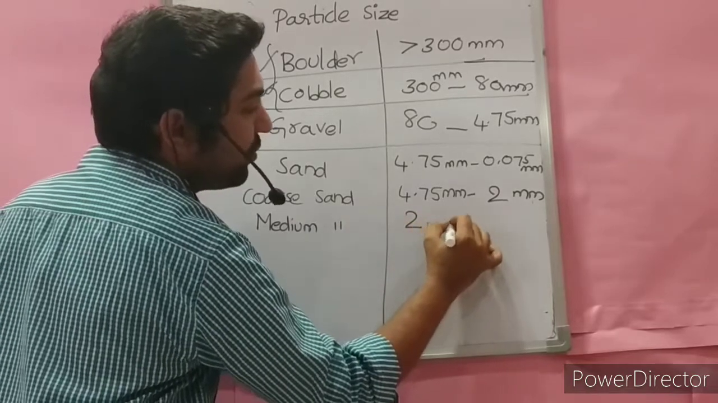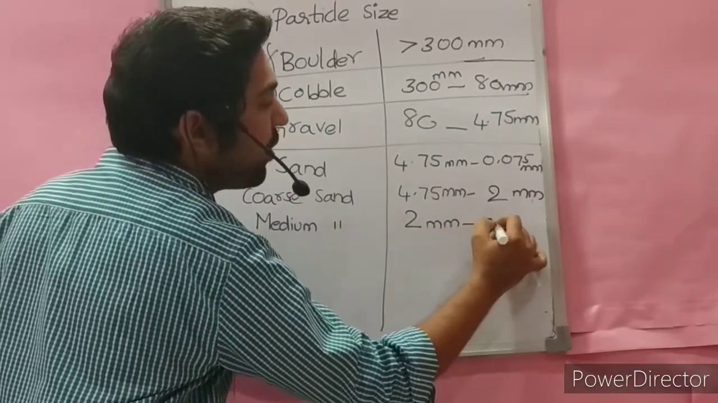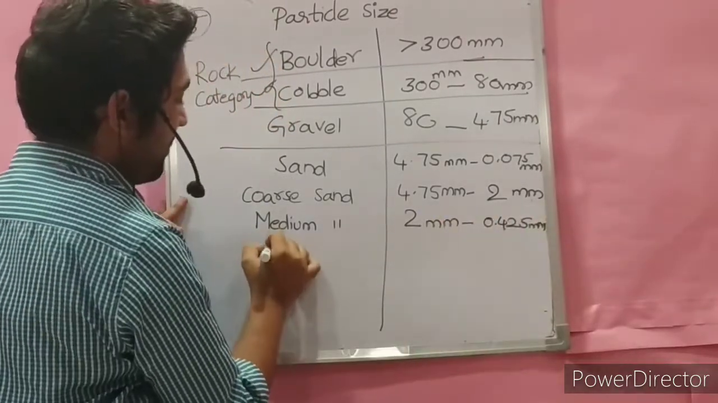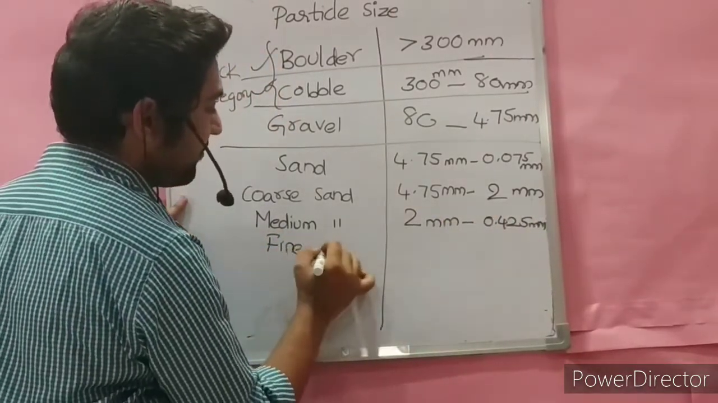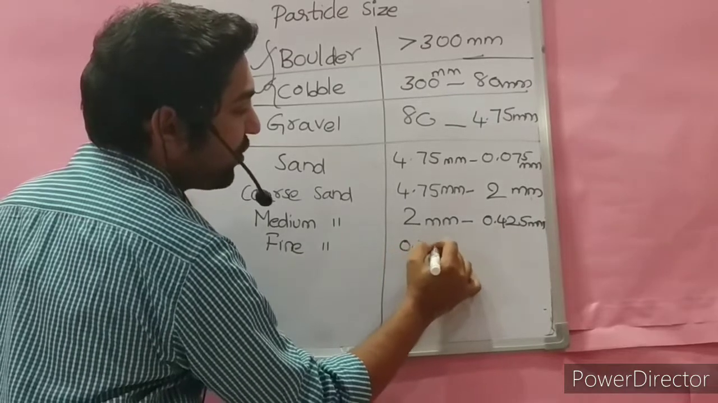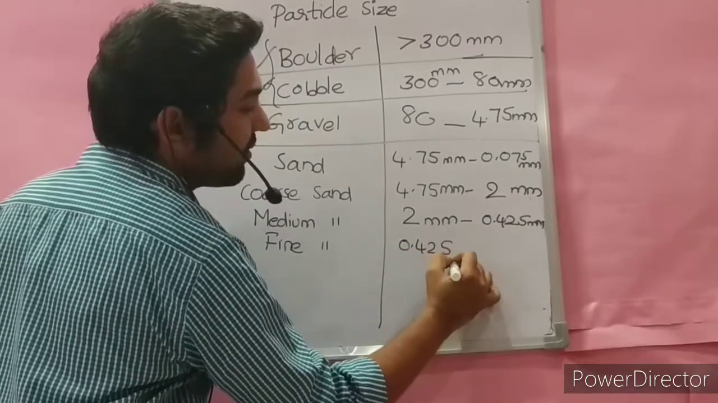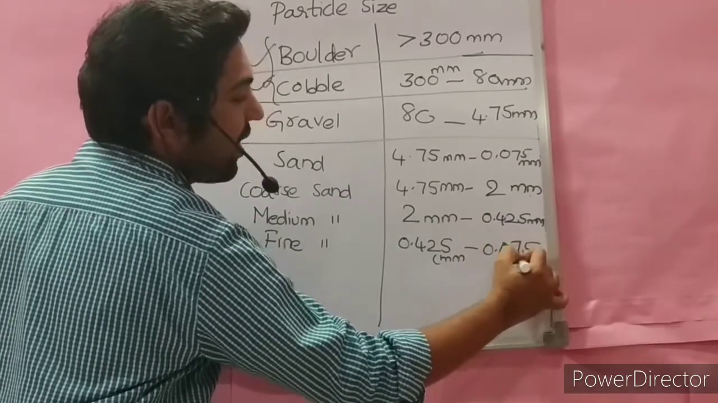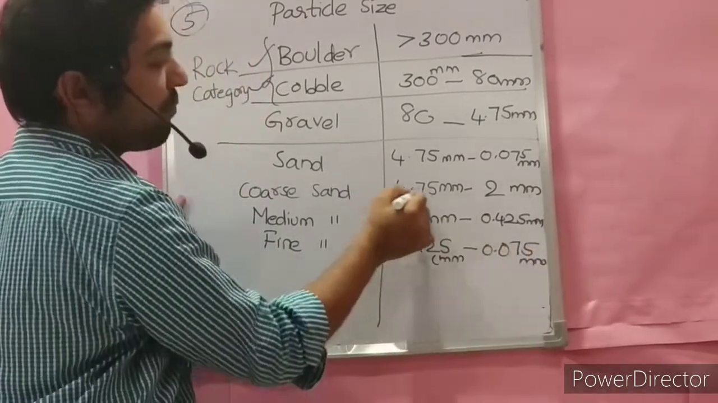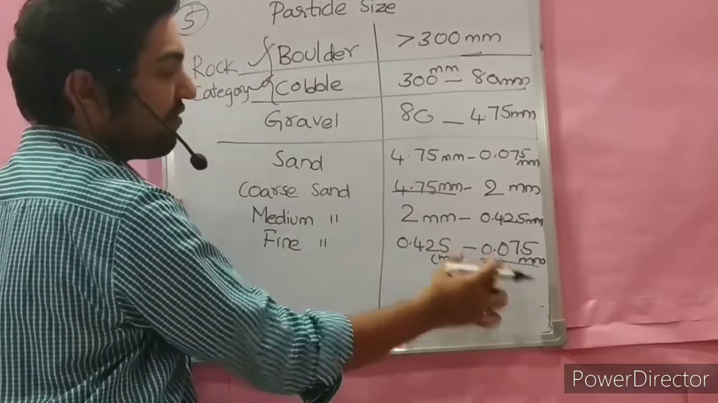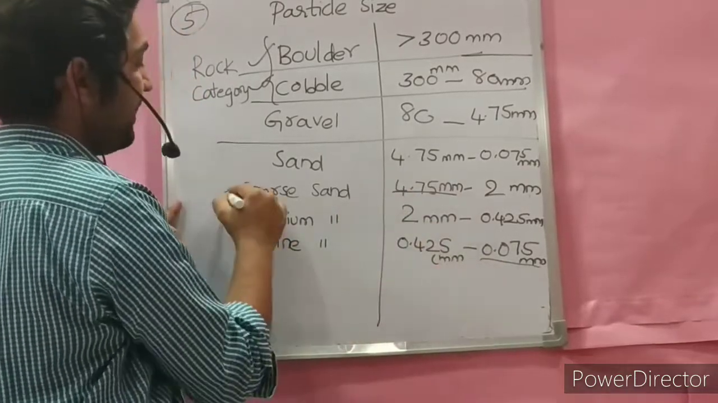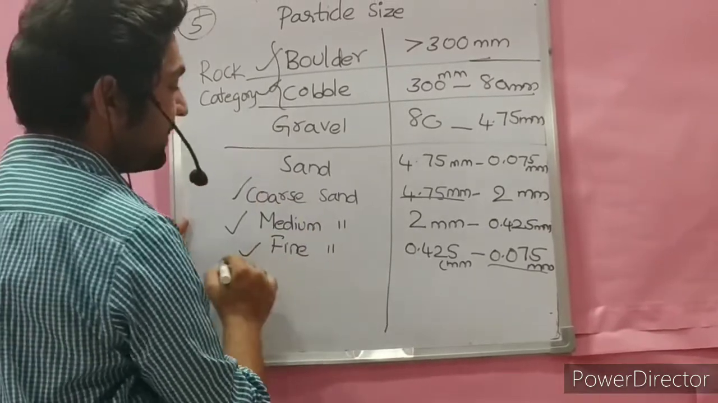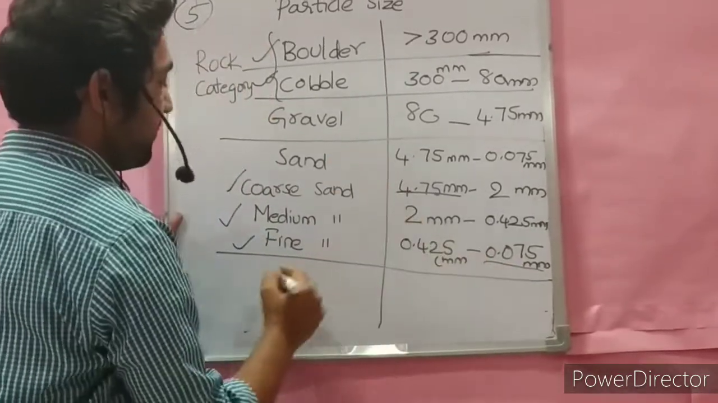2 mm to 0.425 mm. Fine sand: 0.425 to 0.075 mm. See, 4.75 to 0.075 is the overall range for sand, but it is divided into coarse, medium and fine depending on the analysis.